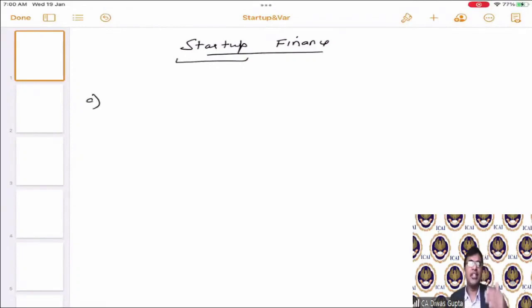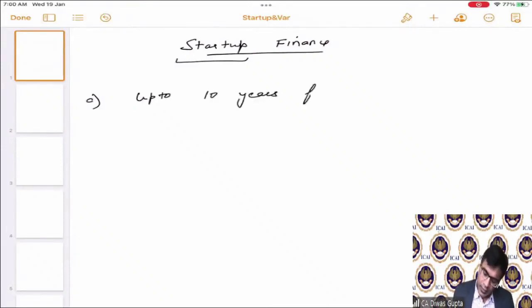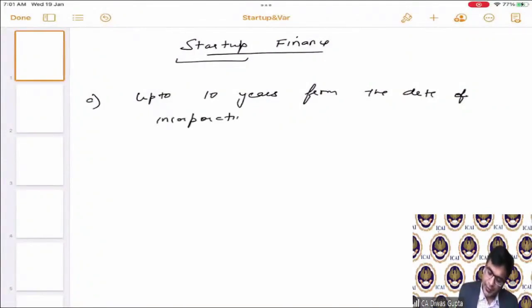as there are some conditions which have to be fulfilled first, then only any entity can be called a startup. What are those conditions? Now the first condition is that the startup would be there for the initial 10 years. Let's say today the company is getting incorporated, or there is an LLP getting incorporated. So from today till 10 years from now will be the time period under which it will be regarded as a startup. So up to 10 years, from the date of incorporation.